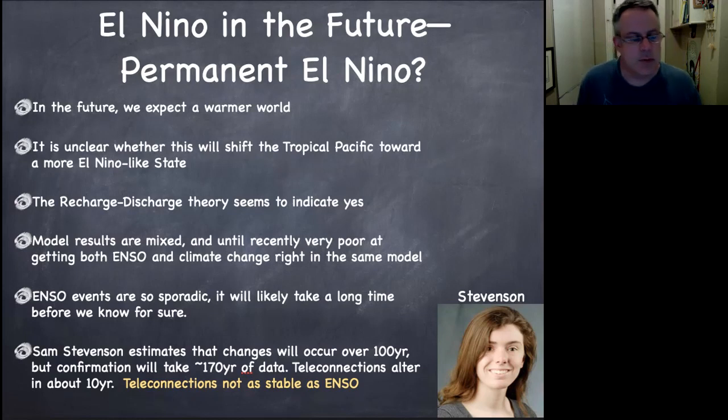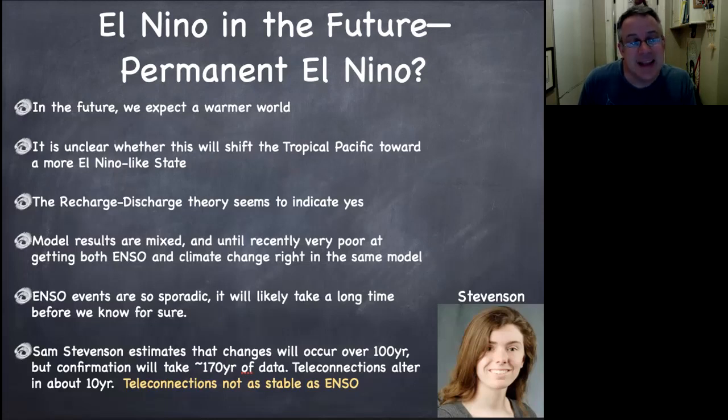And my first PhD student, Sam Stevenson, for her PhD, actually showed that the amount of observations you would need, or the length of simulations that you would need, are much longer than expected. So at the time, a lot of the early disagreement among models was probably just due to the fact that they had not run their simulations long enough. And this is that point that I was making before about teleconnections being as stable as ENSO. So a lot of work has been done on this.